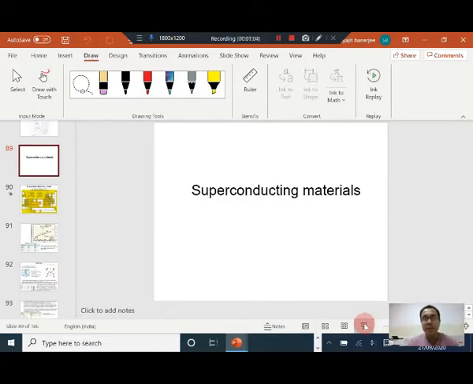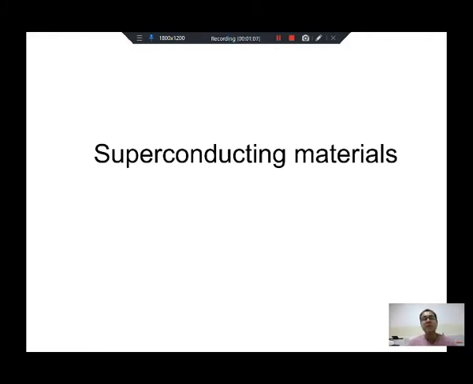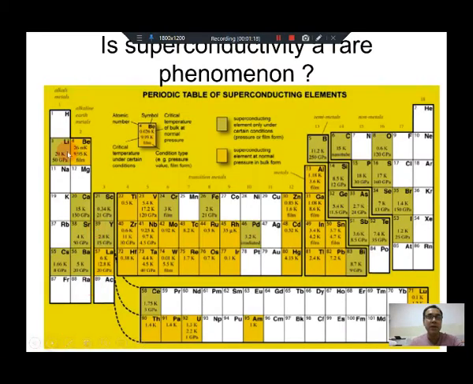So let's begin. In terms of superconducting materials, one has very diverse types of superconducting materials. Amongst the elemental superconductors, you have this periodic table where the colored squares show the materials which are superconducting, and you can see that a lot of the elements in the periodic table are superconducting. What is shown in yellow are materials which are superconducting under normal conditions, and what is shown in green are materials which become superconducting under high pressure.